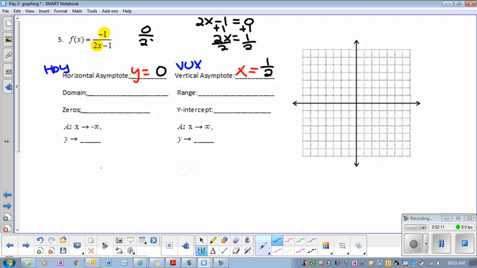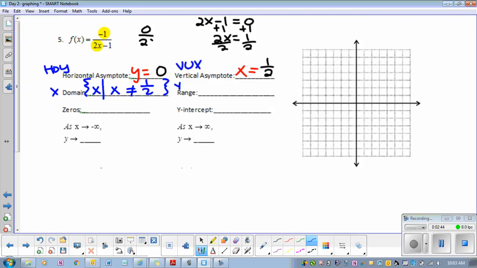Now, let's look at the domain and the range. Domain is which values, x's or y's? The x's. And the range would be the y's. For the domain, we're going to use our curly braces: the x such that x is not equal to 1/2.